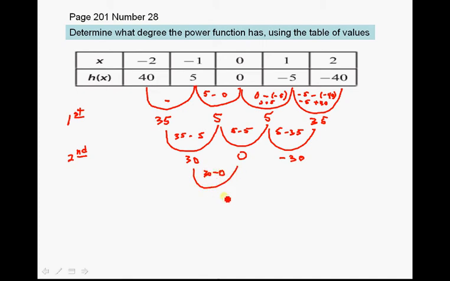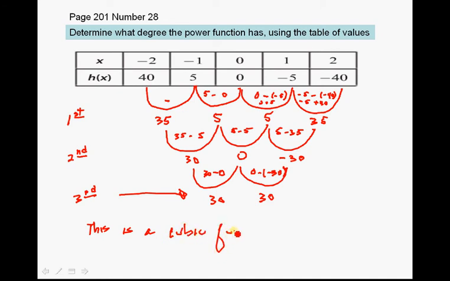30 minus 0 is 30. 0 minus a minus 30 is the same as 0 plus 30, and that's 30. There they are. The third one is the same, right? So then that means, since the third difference, since they're all the same, that means this is a cubic function. And remember, cubic is cubed. It's 3. And that's how you do it. If you get to the third one, it's a cubic. If you get to the second one, it would be a quadratic or squared, right? If this is the first one, it's linear.